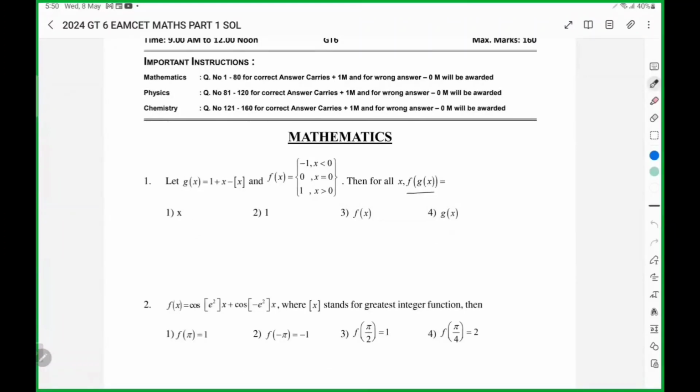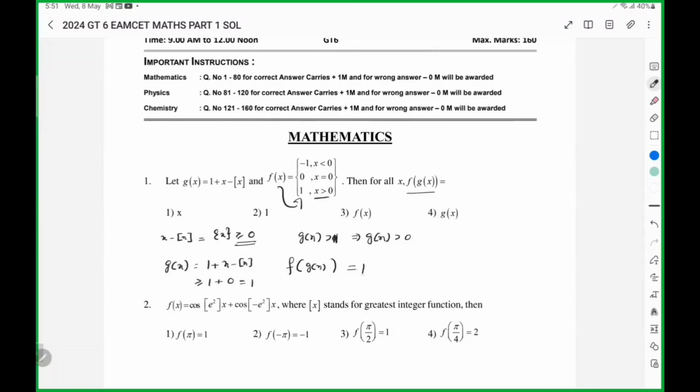Here f of g of x he is asking. x minus the fractional part of x is always greater than 0, so g of x is greater than 1 plus 0, which implies g of x is greater than 1, which means g of x is greater than 0. Once x is greater than 0, the function is defined as 1, f of g of x is positive, so it's 1.